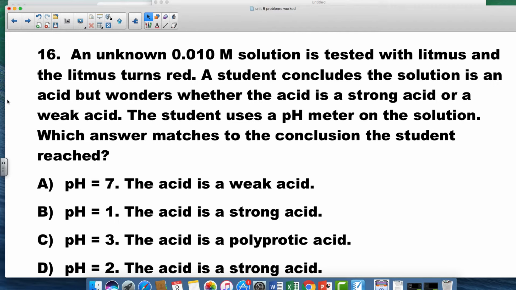If the pH was 1, the acid would be a very, very strong acid. In fact, if you took the negative log of 0.01 molar, you would get a pH of 2. Therefore, a pH of 1 can't even be the answer. pH of 3, the acid is a polyprotic acid. Polyprotic just means it has more than one H to give away. It says nothing about whether that acid is strong or weak. The correct answer here is D, because if you were to take the negative log of 0.01, you'd get a pH of 2.